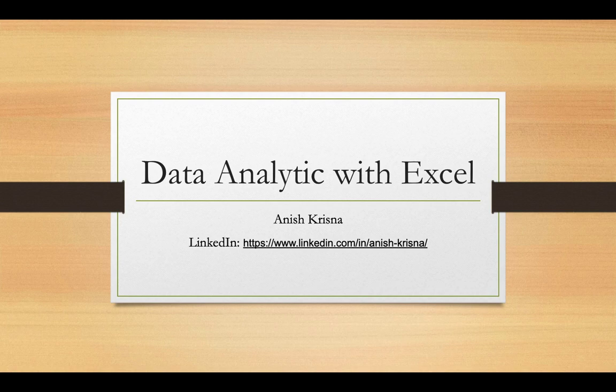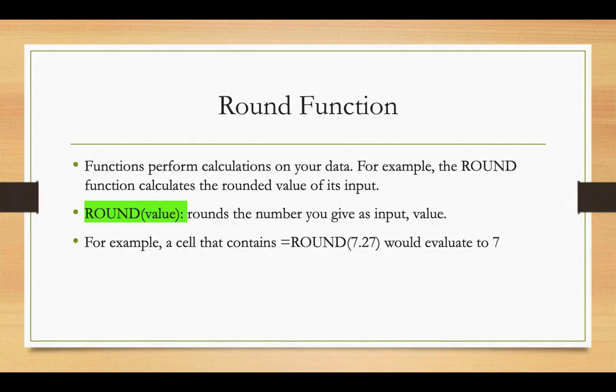In this course we will be learning new functions that are used for handling raw data. You need to learn new functions so that you can handle raw data, manipulate it, and calculate with it. The first function will be the round off function. This function is used to calculate data. For example, a round off function is used to round the value of the input. A round off function always starts with equal to, ROUND, and open and close brackets with a value inside. For example, round off 7.27 would evaluate to the answer 7.